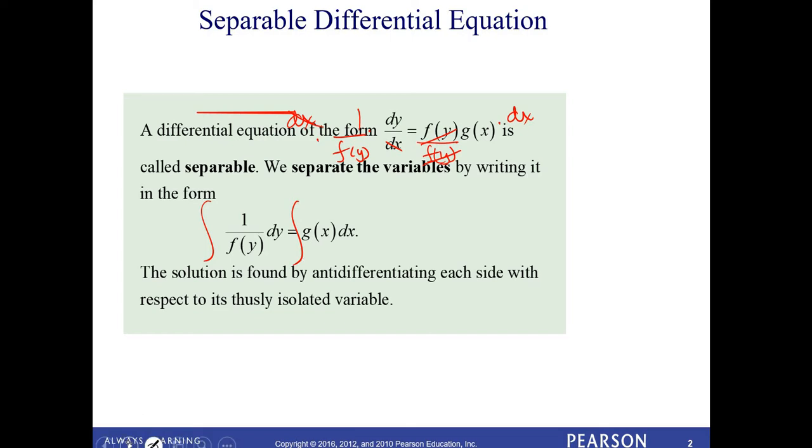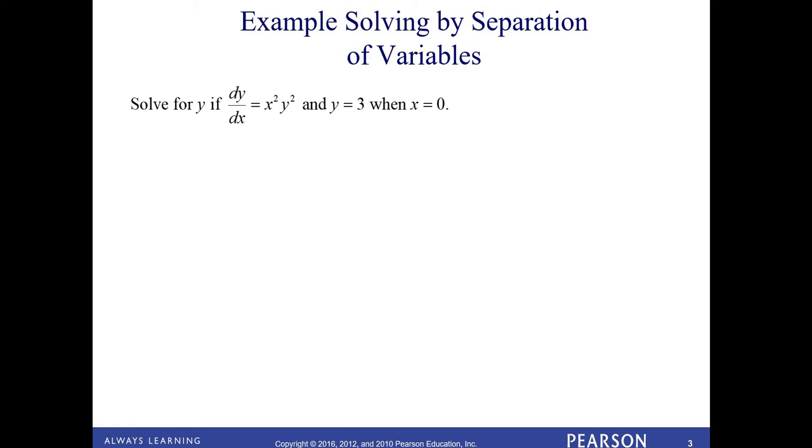So I know you worked on this last year. Let's do one together. Solve for y if dy/dx is x squared y squared, and y is 3 when x is 0. This is called our initial condition. Okay, and this will allow us to find that plus c value.